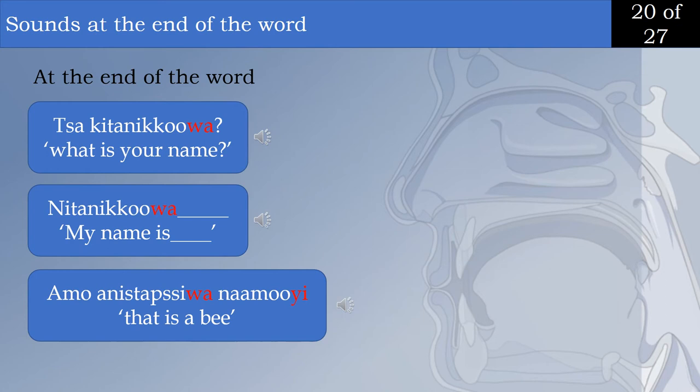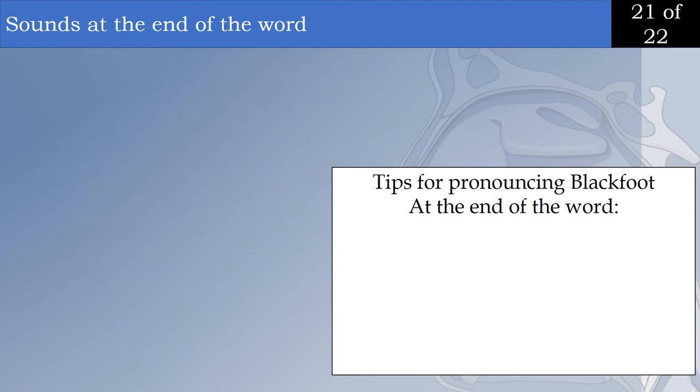I do have a few tips for you in figuring out how to do this. The first rule of thumb is, if it's a question, go ahead and pronounce that wa. If it's not, you can probably make it silent. There are a few other things at the end of the word that you'll want to consider as well. And here's the tips that I give the intro class.